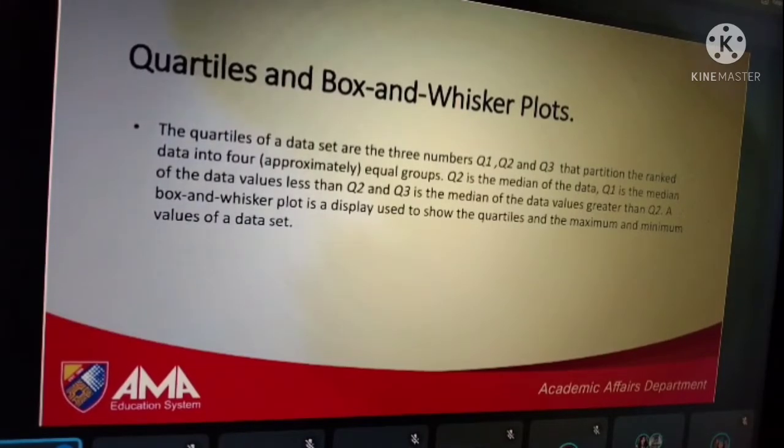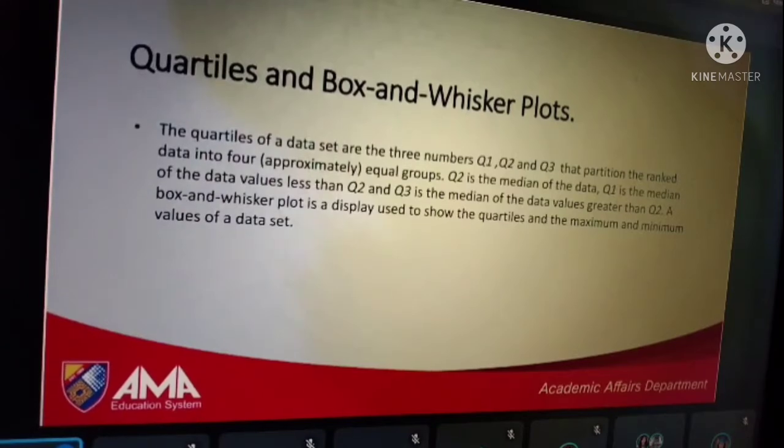Quartile 1 is the median of the values less than quartile 2. Quartile 3 is the median of the data values greater than quartile 2. So here, we will use the symbols that we have in inequalities, so it may be higher or lower.